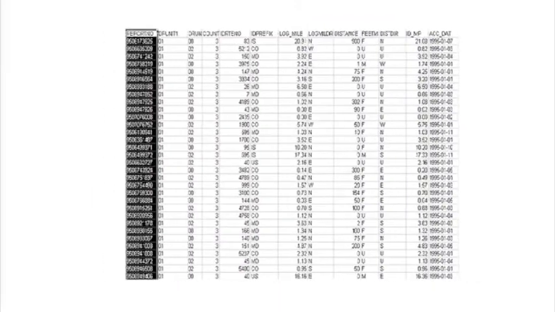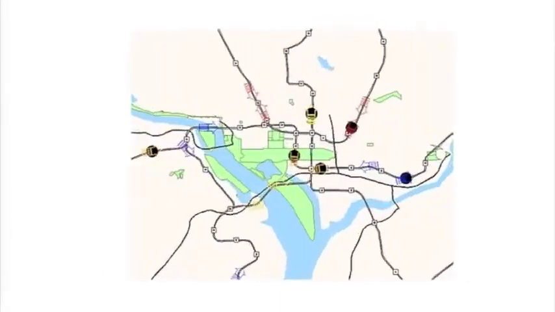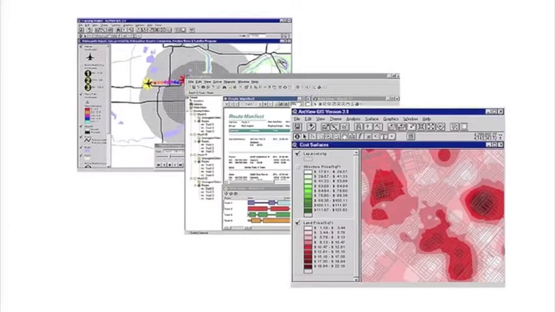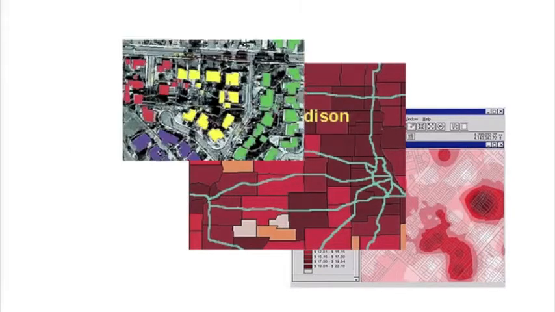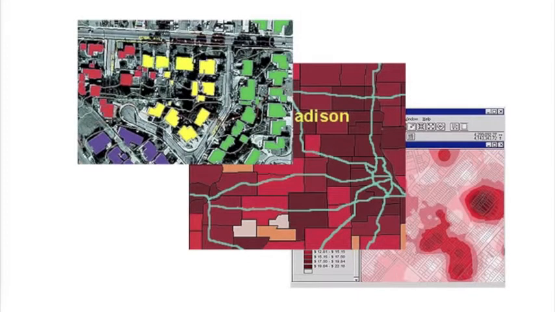A GIS takes the numbers and words from databases and puts them on a map. Much information is tied to a location, and a map shows patterns in the data we might not otherwise see. GIS allows you to use your existing data in new ways.